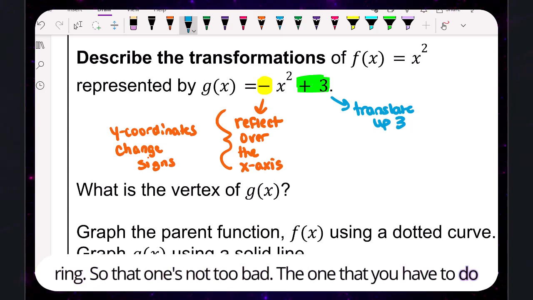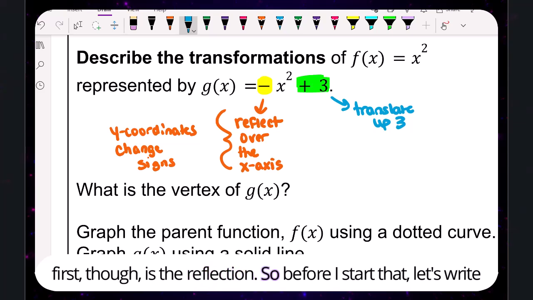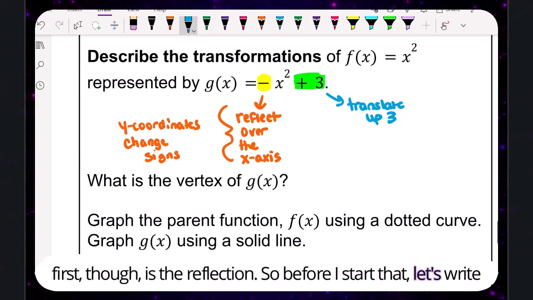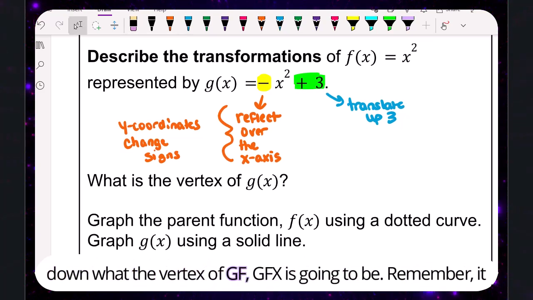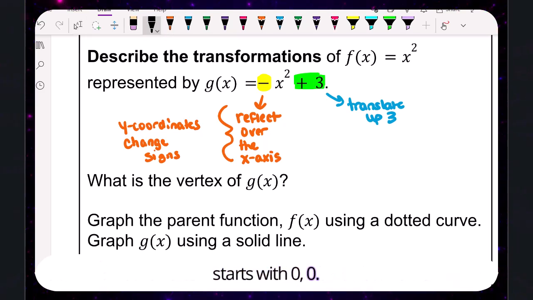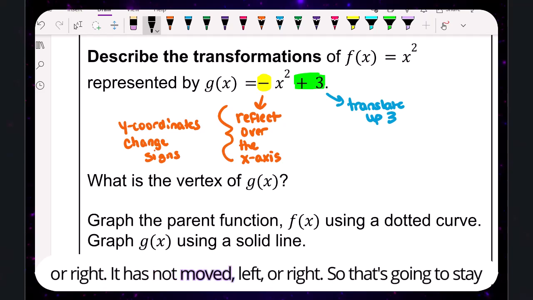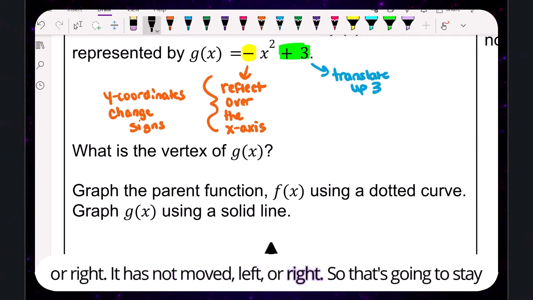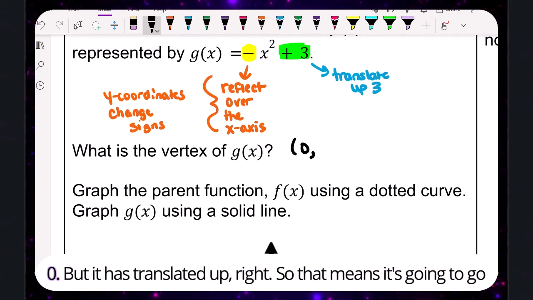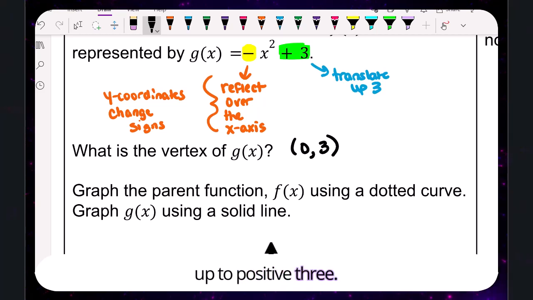The one that you have to do first, though, is the reflection. So before I start that, let's write down what the vertex of g of x is going to be. Remember, it starts with 0, 0. So the only thing that changes it is if it's moving up, down, left, or right. It has not moved left or right, so that's going to stay 0, but it has translated up 3. So that means it's going to go up to positive 3.